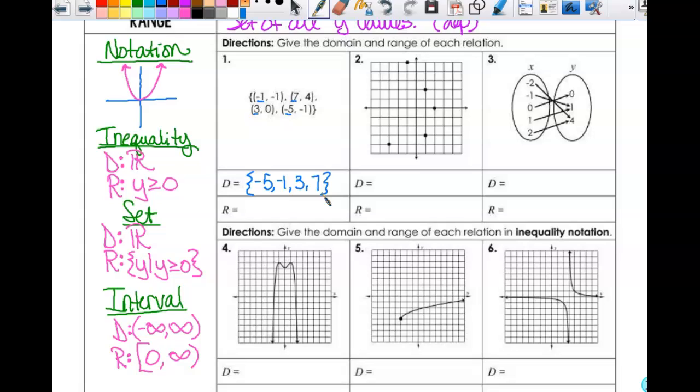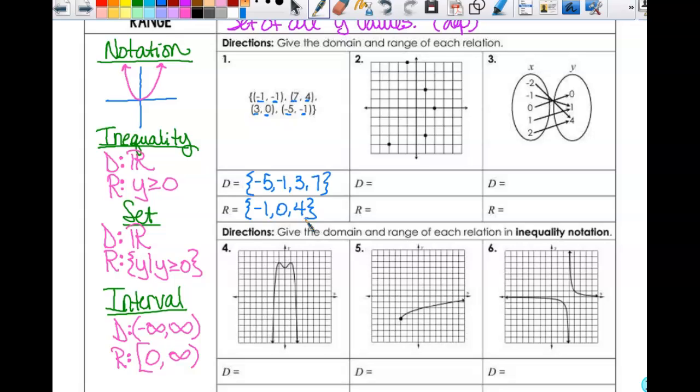All right, so then my range is all of my y values. So I got a -1, a 4, a 0, and a -1. So -1 shows up twice. Do I write it twice? No, I do not. So I've got -1, and then 0, and then 4. So even though I had 4 complete ordered pairs, my domain and range have a different number of values in them. And that's fine, because one gets repeated. What questions do we have? Anything?